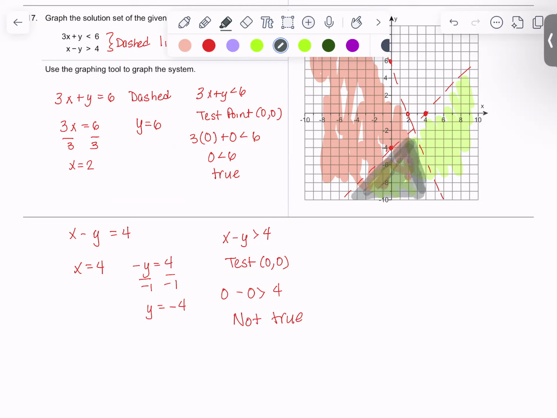So again, the reason it's that area there: for the first inequality, it was the area to the left that we shaded. For the second inequality, it was the area below. And so where those two overlap is that area that I've got shaded there in the gray. And that's where I would click my bucket tool in my lab math.